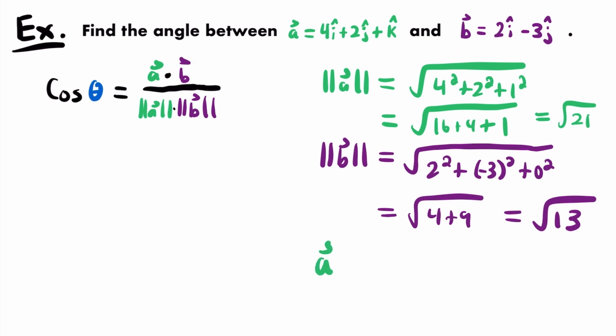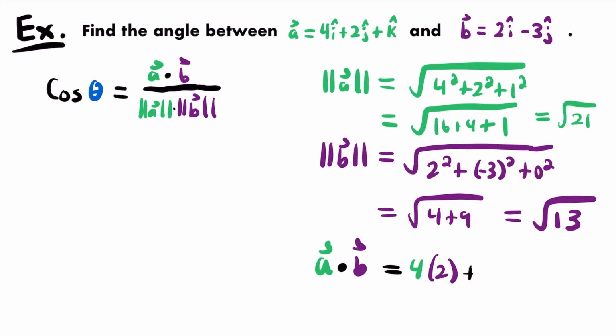And the dot product of vector A with vector B will be equal to the sum of the product of their corresponding components. And so what does that look like? Well, we're going to be multiplying the x components together, and then we'll add that to the product of the y components, and then we'll add that to the product of the z components. All right, so here's what that looks like. We'll have 4 times 2. Those are the x components.